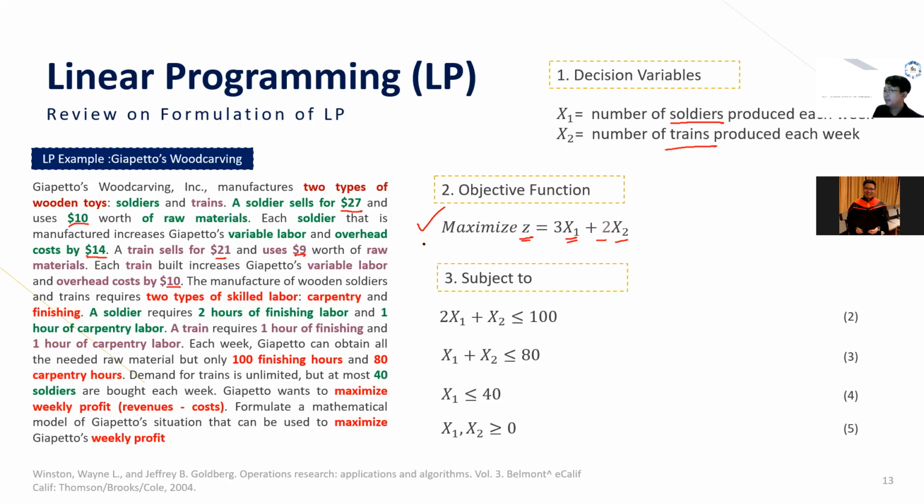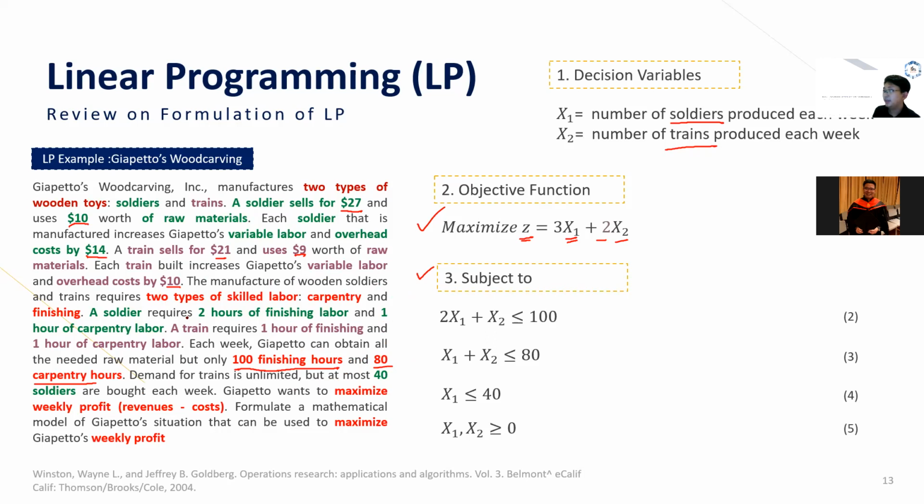Other than that, we also need to consider the constraints embedded in the definition of this problem. For example, we know that there are two skilled labors necessary to finish the manufacturing of these products: finishing labor and carpentry labor. Each of them has limited hours, 100 hours for finishing and 80 hours for carpentry.